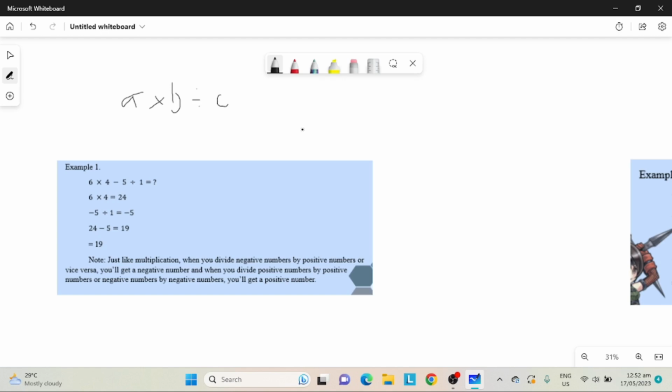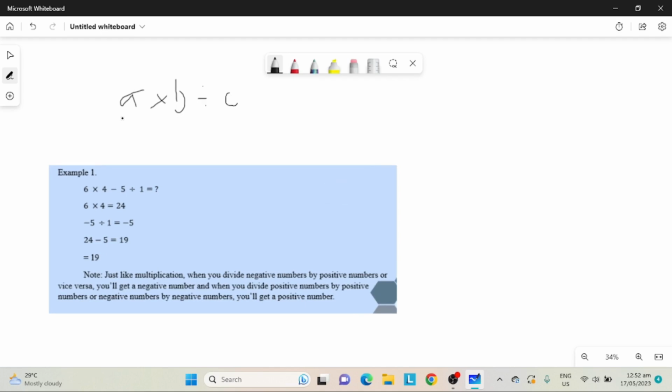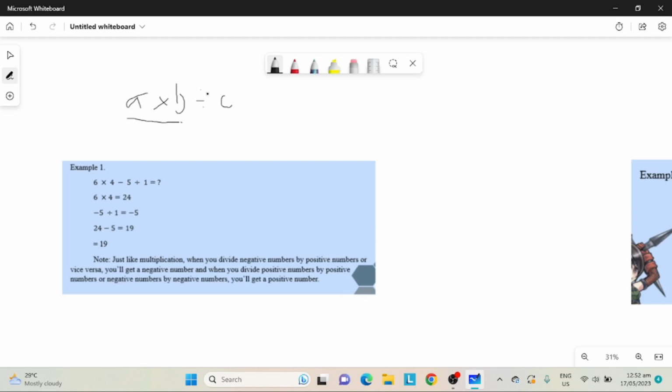You can do it either way, but if you cannot divide, you need to multiply first. But if you multiply first and the product cannot be divided by the next number, you need to divide first and then multiply. It depends on what kind of equation there is.